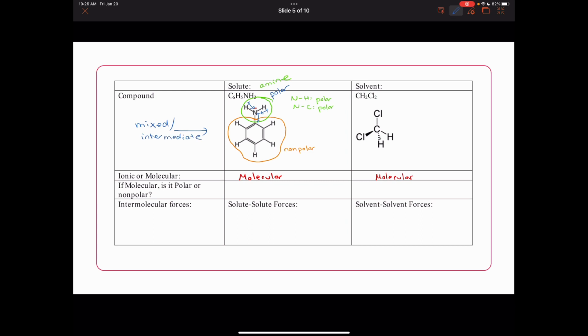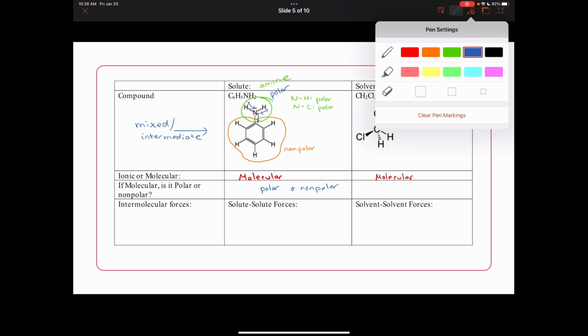So it actually has both polar and nonpolar regions. Now, because it has that polar region, we can describe it as having some polarity. So it's got some polar, but it also has some nonpolar.